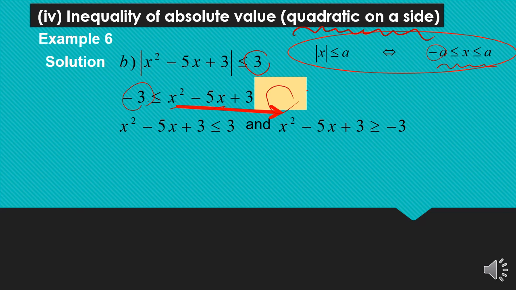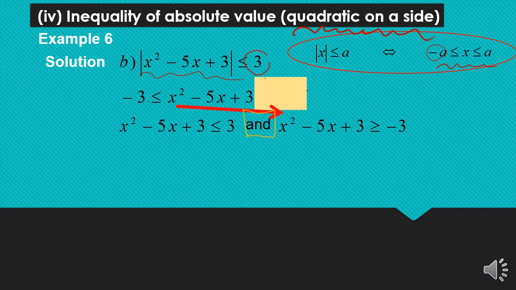So it will be x squared minus 5x plus 3 more than or equal to negative 3. Why do we need this ∩ notation? Because the answer should satisfy both of these inequalities. If not, it cannot satisfy the original question. So that's why we have this ∩ notation. It means the intersection between the two solutions. So this ∩ is important for the final answer.